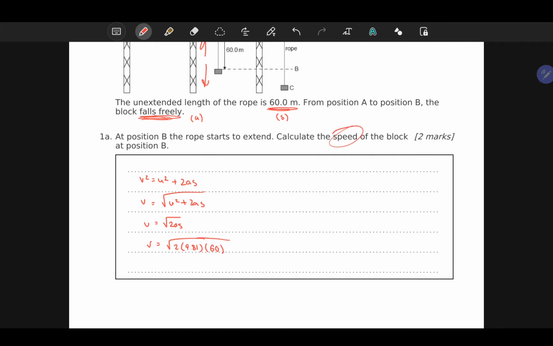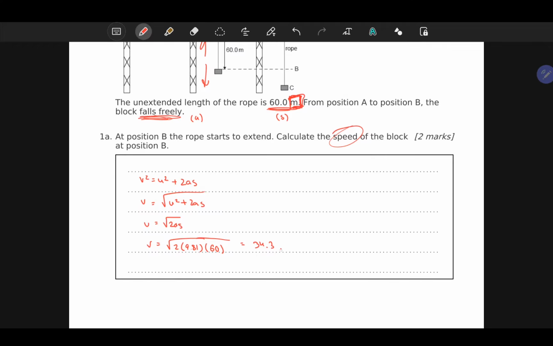A disclaimer: you need to know that the units really matter. Some questions will try and trick you with units, so make sure that you know that the units are in SI units, and in your final answer, make sure that you convert units into the desired unit that the question asks. So if you put this in the calculator, it should give you an answer of 34.3.